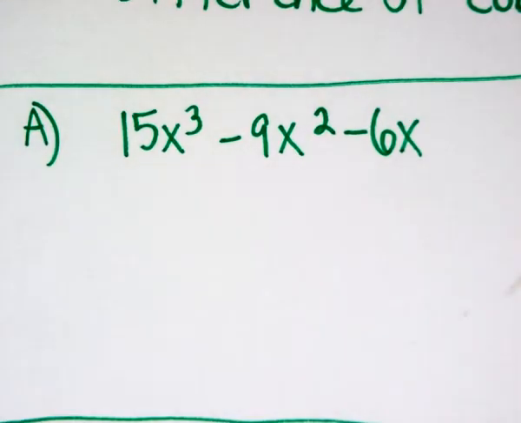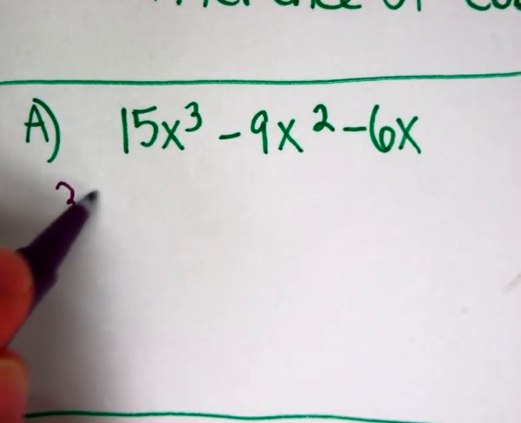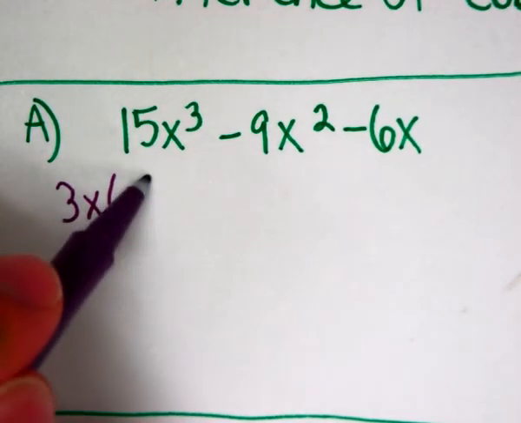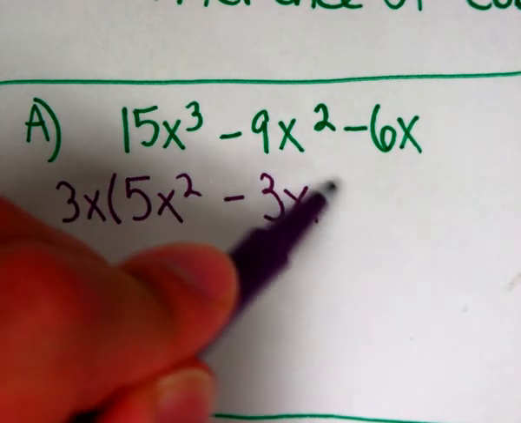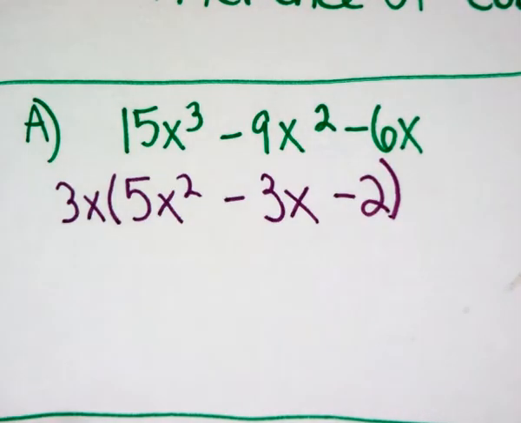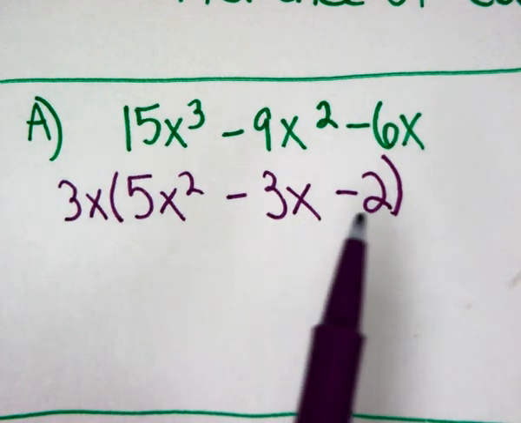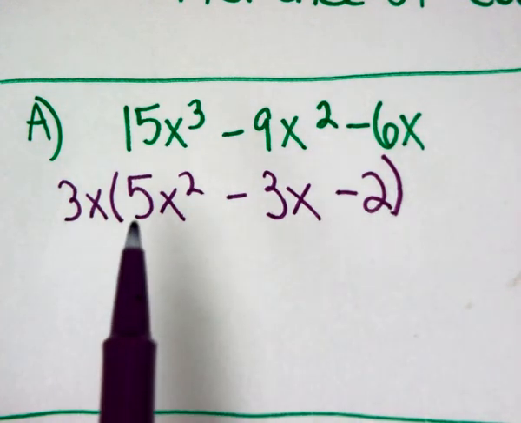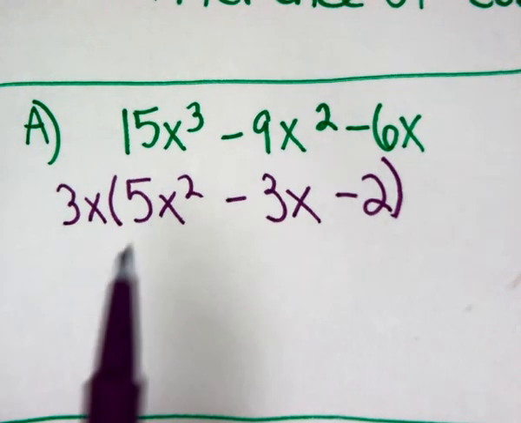Start off with the basics. Is there a GCF? Sure enough, yes there is. They all have a 3x in common, so if we take the 3x out, we're going to be left with 5x squared minus 3x and then minus 2. Now that we've done that, we look and determine that there are 3 terms. And there are only 2 possibilities, leading coefficient equal to 1 or not equal to 1. In this case, it's not equal to 1. Which means we're going to do bottoms up.